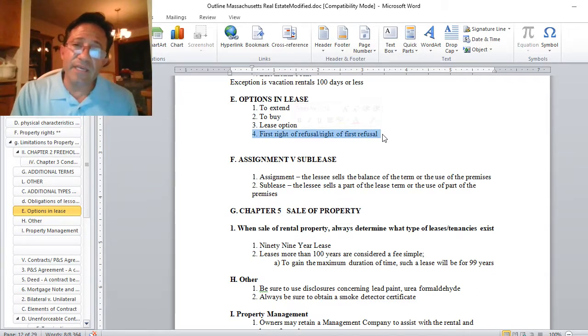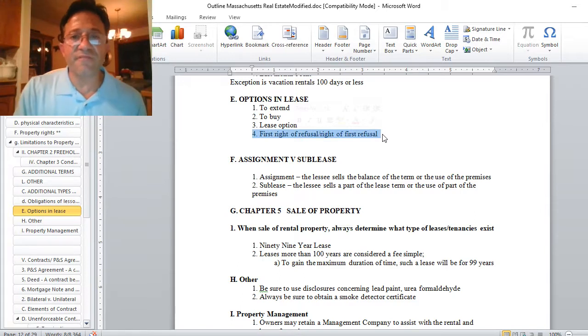What this one will say is if the landlord puts the property on the market and gets an offer, the landlord has to present that offer to the tenant. The tenant then has a period of time in which to honor that offer and purchase the property at the offered amount. So they basically jump into the shoes of the person who made the offer. So they have the right of first refusal.